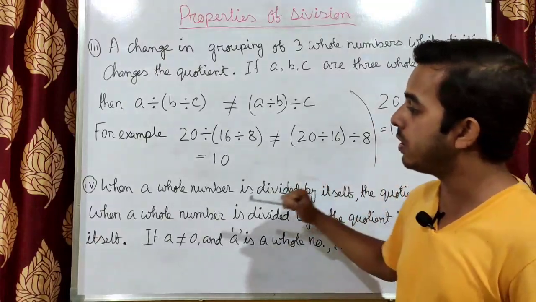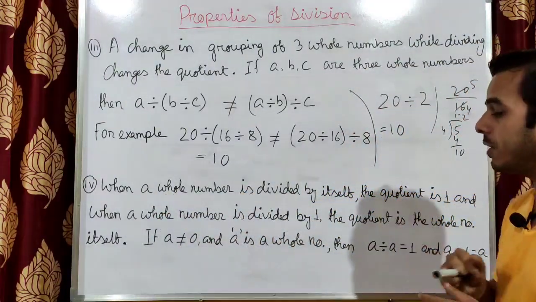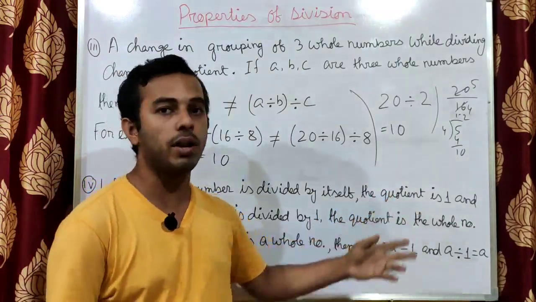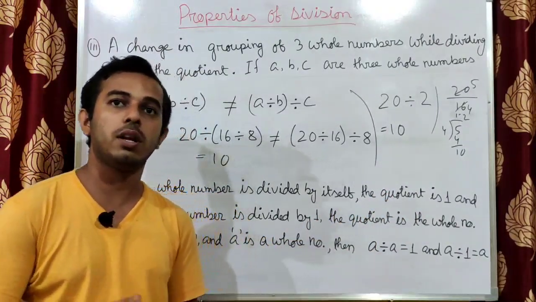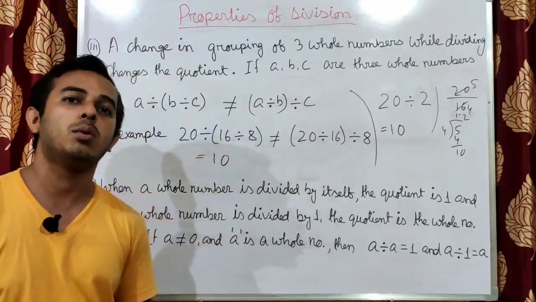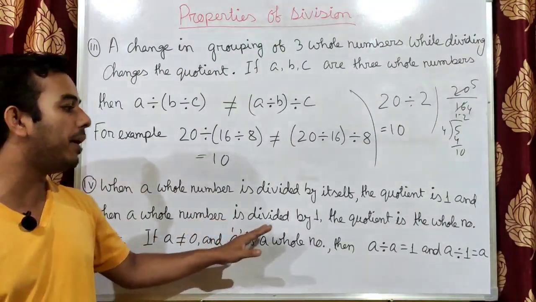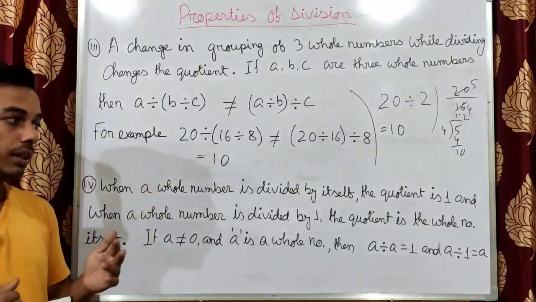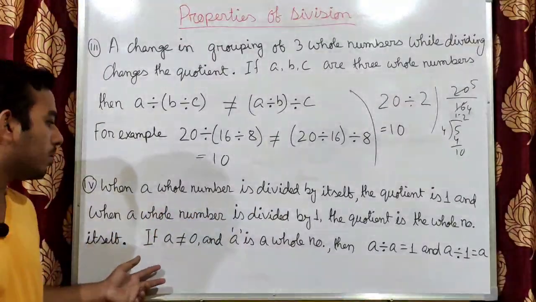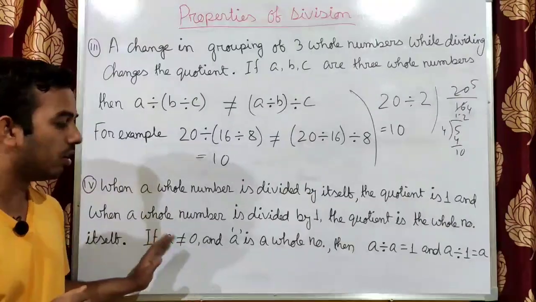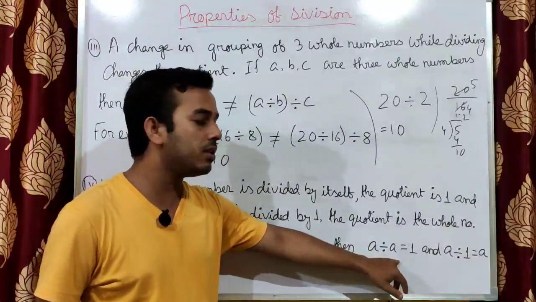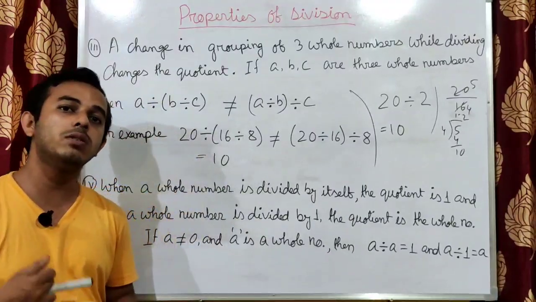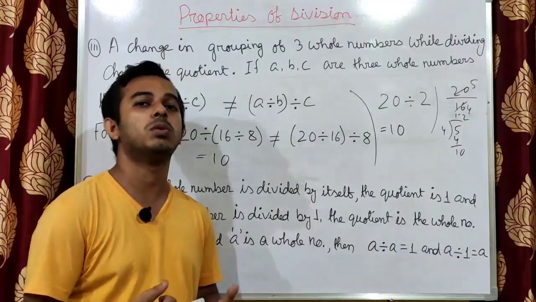So now let's move to our fourth property. When a whole number is divided by itself, for example, if 2 is divided by 2, then our quotient is 1. When any whole number a is divided by a, the quotient will be 1. And when a whole number is divided by 1, for example 2 divided by 1, the quotient will be 2, that is the whole number. So if a is a whole number, then a divided by a is 1 and a divided by 1 is a. For example, 2 divided by 2 is 1 and 2 divided by 1 is 2. Clear?